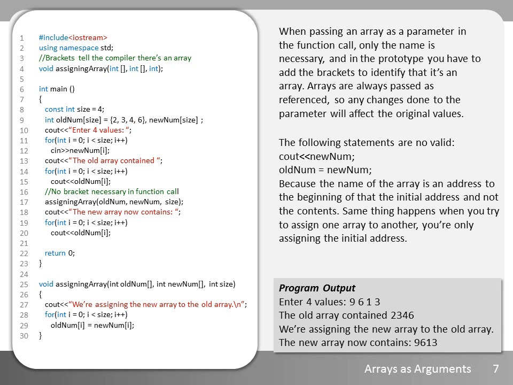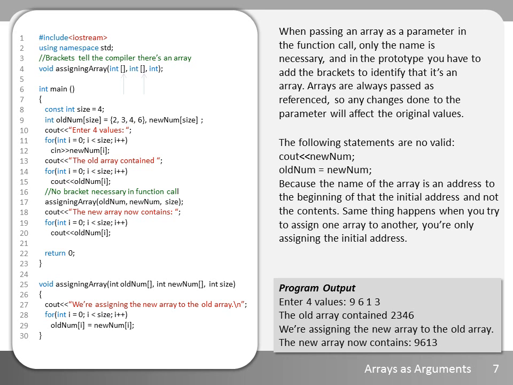Now we're going to learn how to pass an array as an argument and how to assign the contents of one array into another. The first thing you must know is that, as I mentioned previously, an array name without brackets holds the address of the first element of an array. When arrays are being passed as arguments, they are always passed by reference. Any changes done inside the function will alter the original arguments.